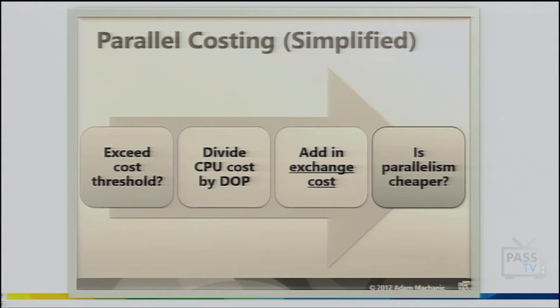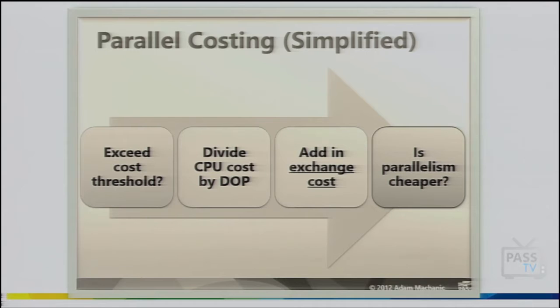How do we cost a parallel plan? Or when I say we, how does the query optimizer cost a parallel plan? Well, first of all, it comes up with a serial version of the plan, or at least a cost for the serial version of the plan. And if that cost exceeds whatever your cost threshold for parallelism is, it takes all the CPU costs. So every iterator in a plan has a CPU cost and an IO cost. It takes all the CPU costs and it divides them by the DOP, the degree of parallelism. Then it has a number.